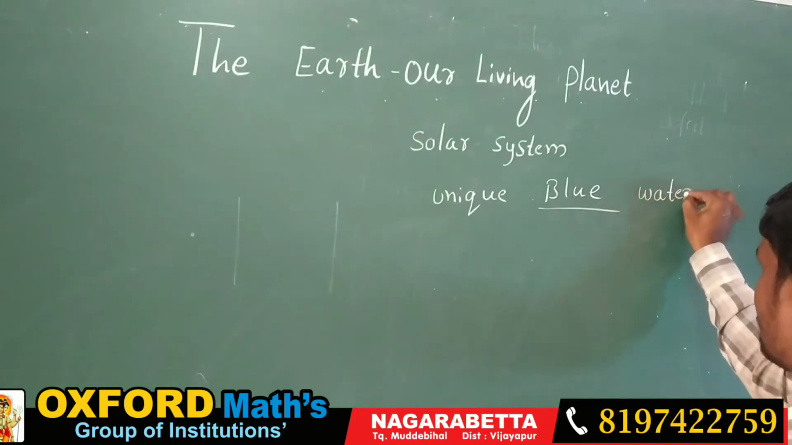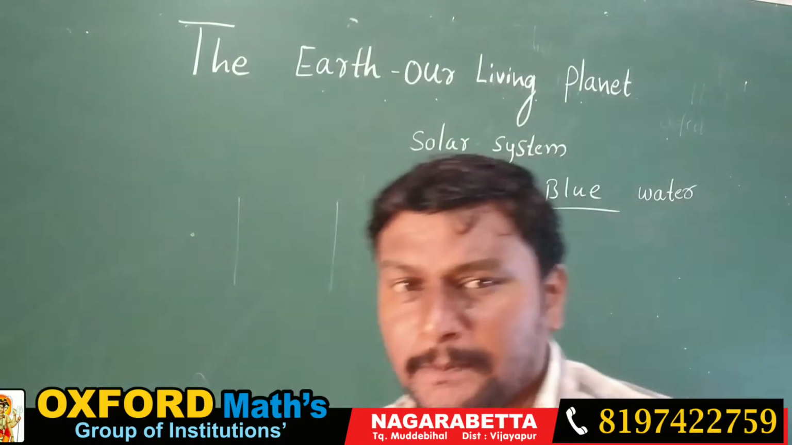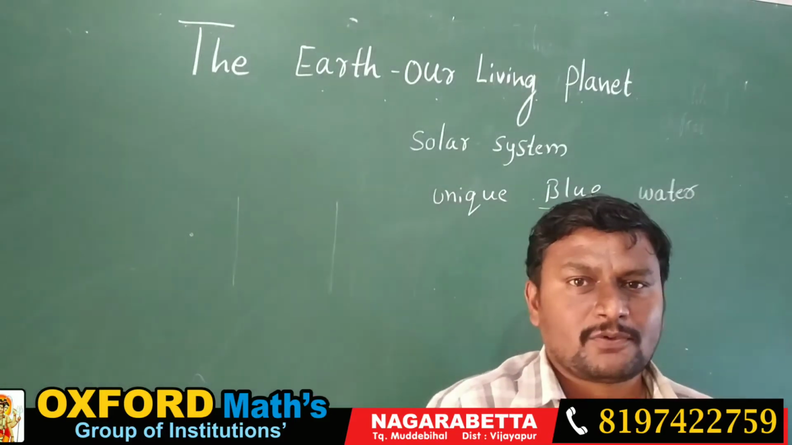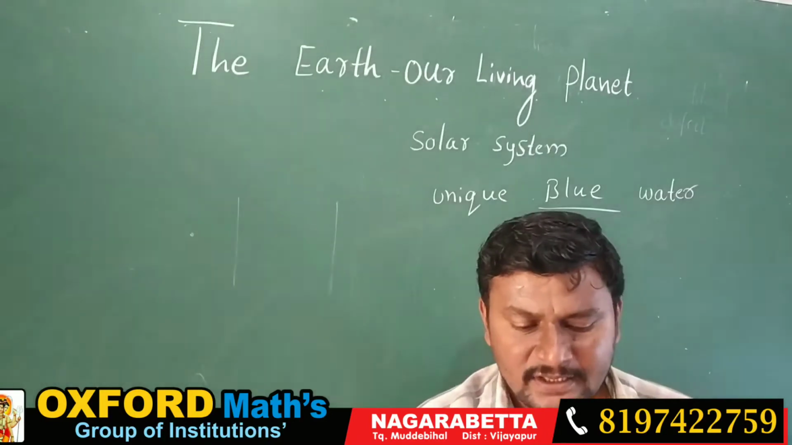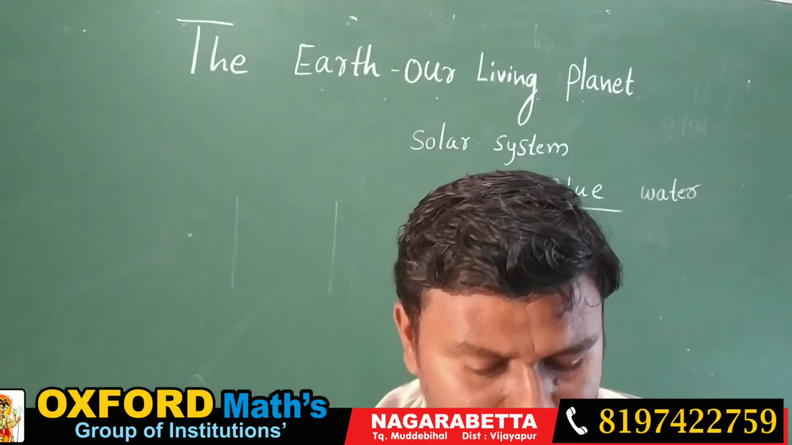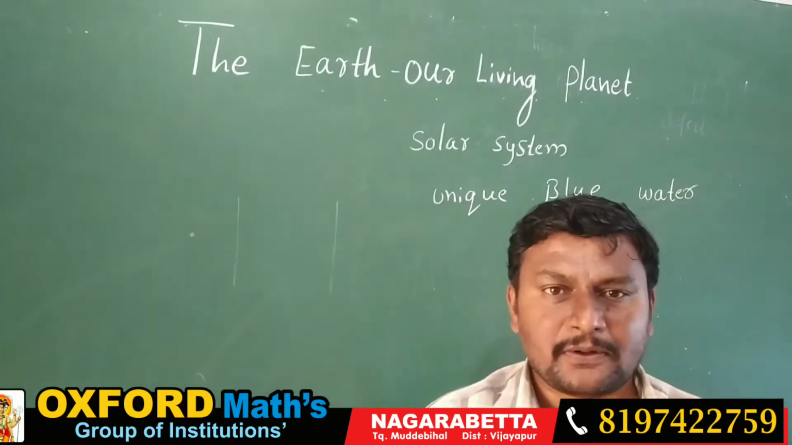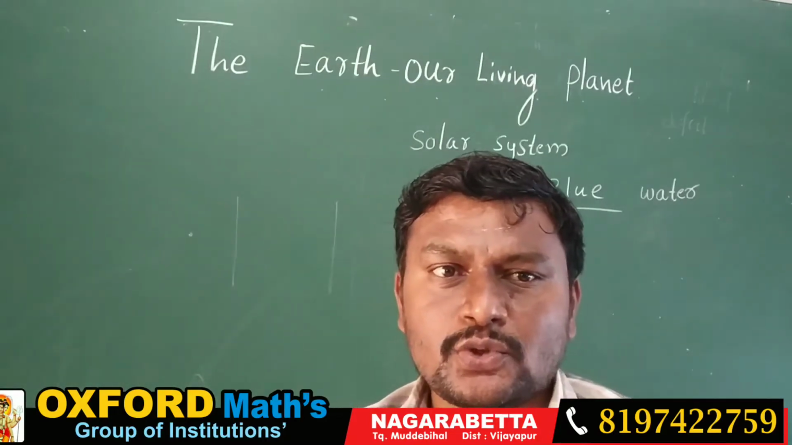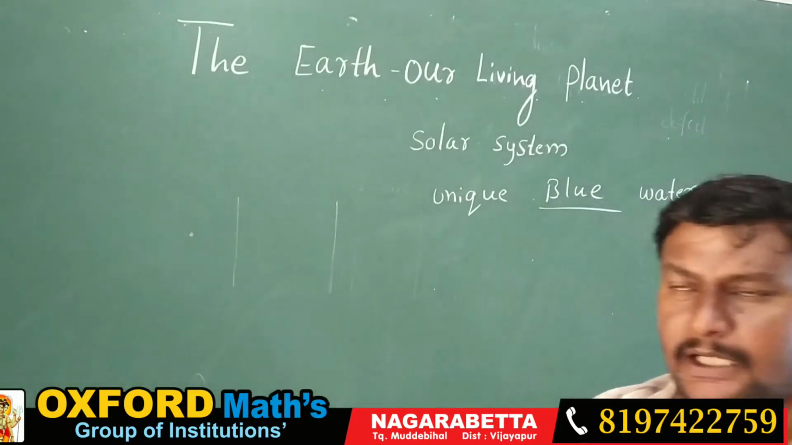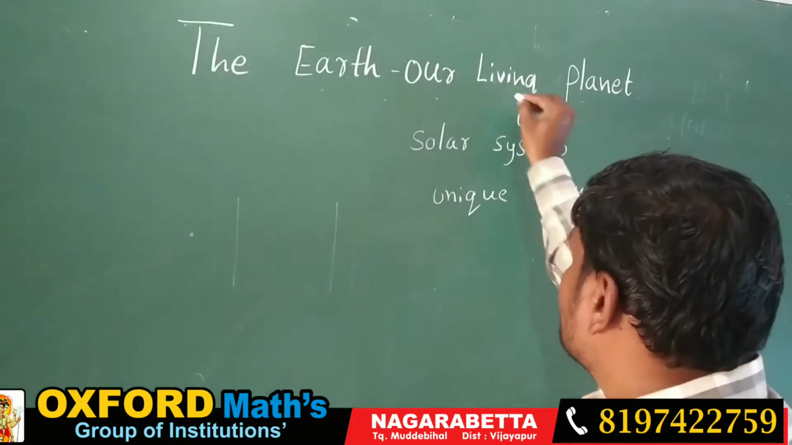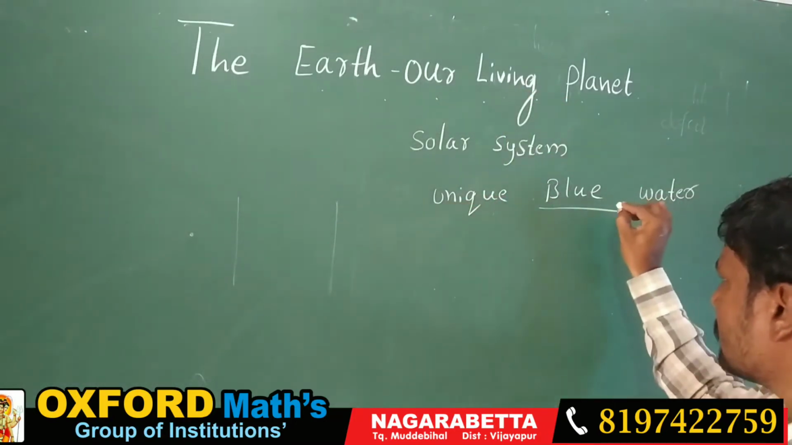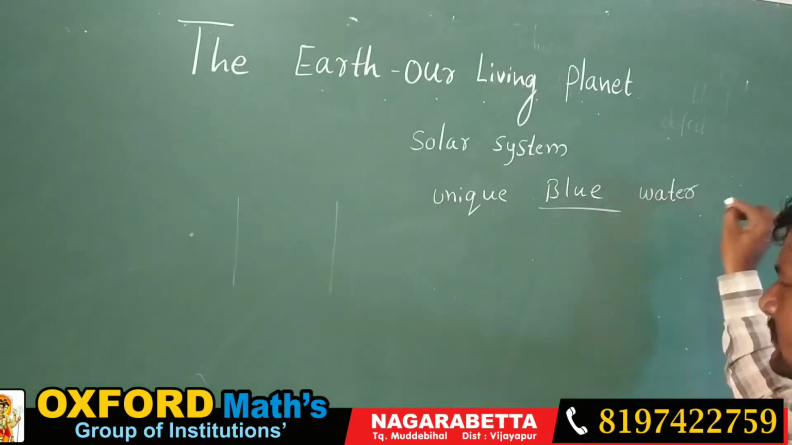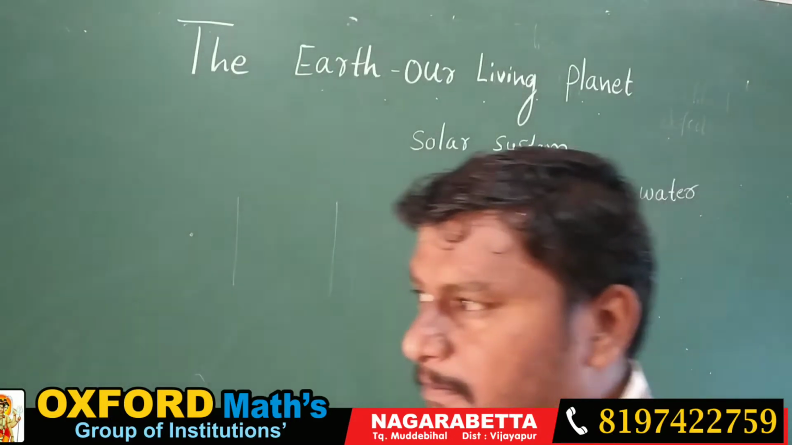It is also called a water planet. Why? The quantity of water on the Earth is more. That's why it is called a water planet. So there are different kinds of substitute names for the Earth. It is known as the living planet, the unique planet, the blue planet, and the water planet.